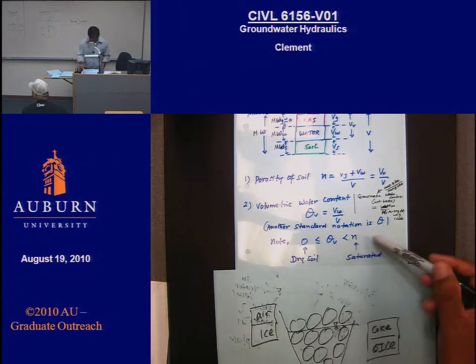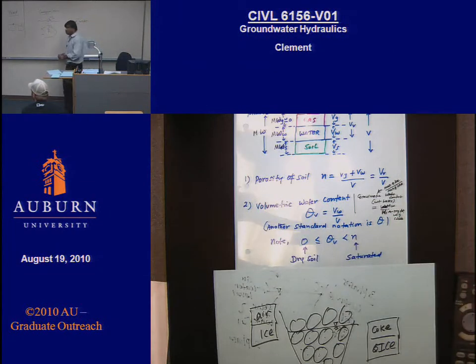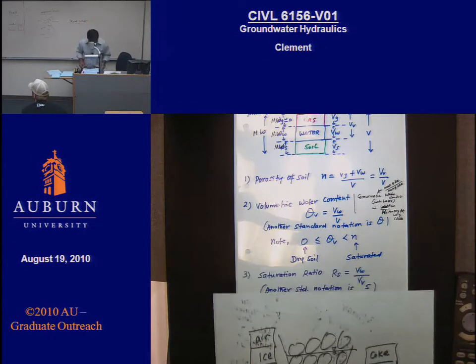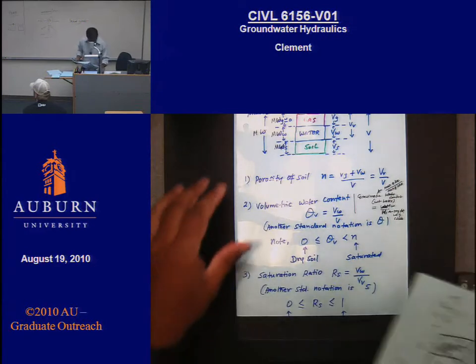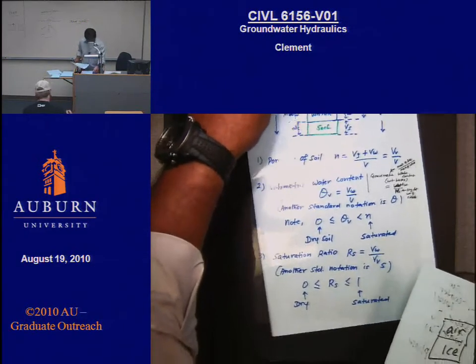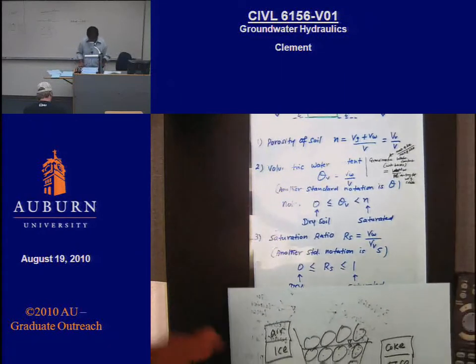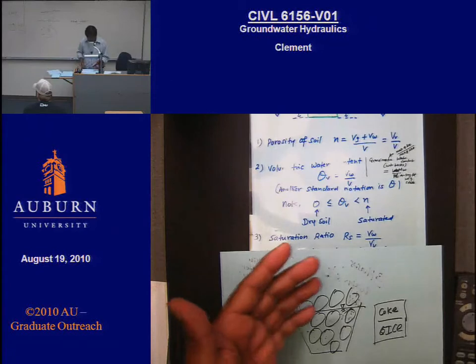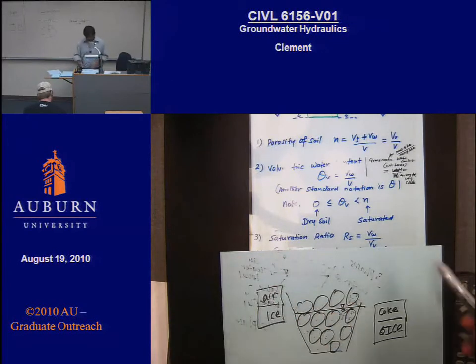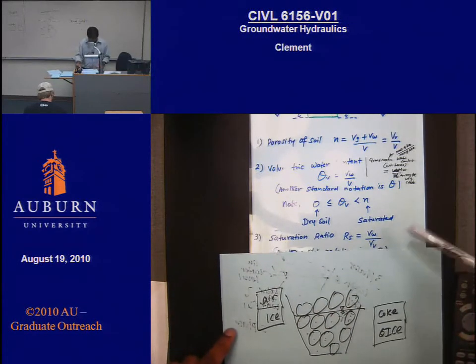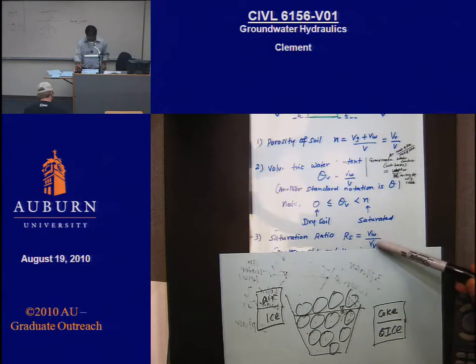Okay. Now when volumetric content becomes 0.4, that's what we call saturated. Everything is, the entire void is taken. Now these are all just definitions, so just use your common sense. There is another unit called saturation ratio. Saturation ratio is Rs, which is defined as volume of the water divided by volume of voids. So it's what fraction of your void space is filled.